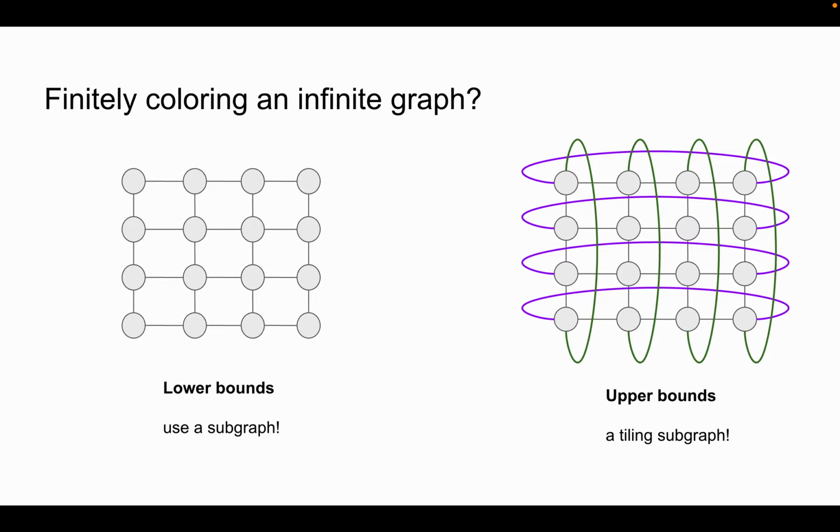The case of upper bounds is more complicated and interesting. Here we need what we call a tiling subgraph, meaning a subgraph for which a distance coloring would imply a distance coloring for the infinite graph by repeating its coloring as a tiling pattern over and over. We can build one of these by adding wraparound edges from leftmost to rightmost vertices and topmost to bottommost vertices.